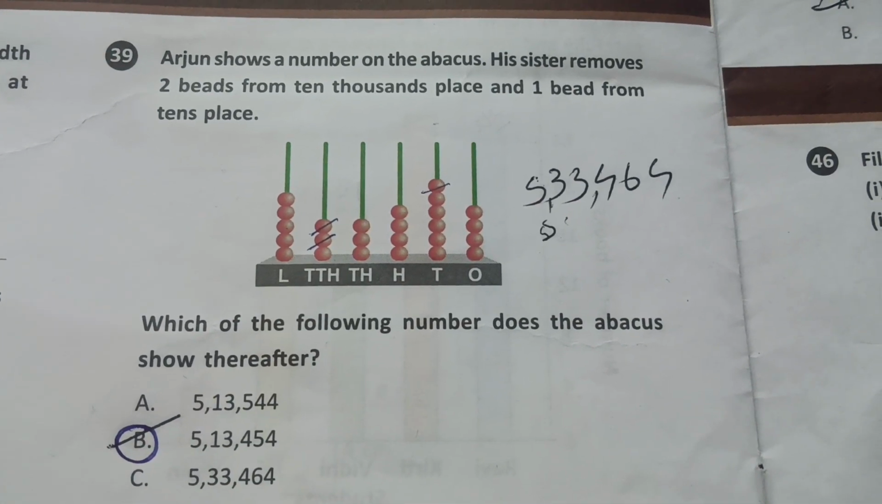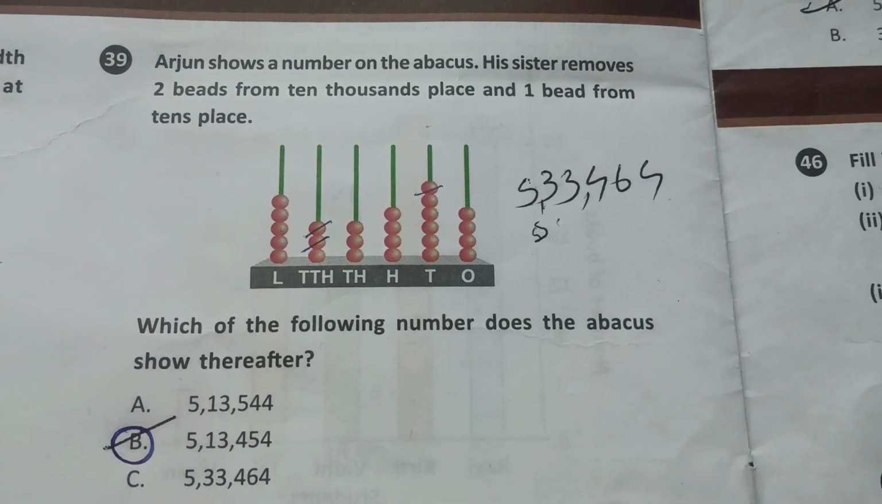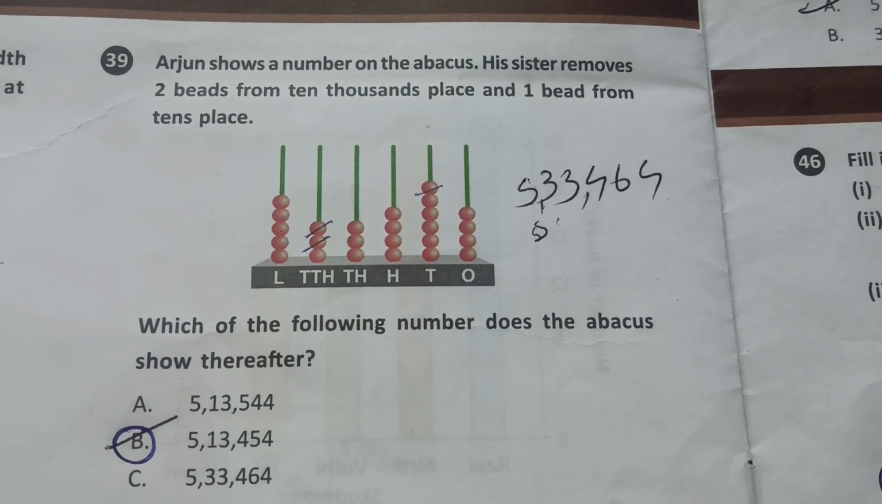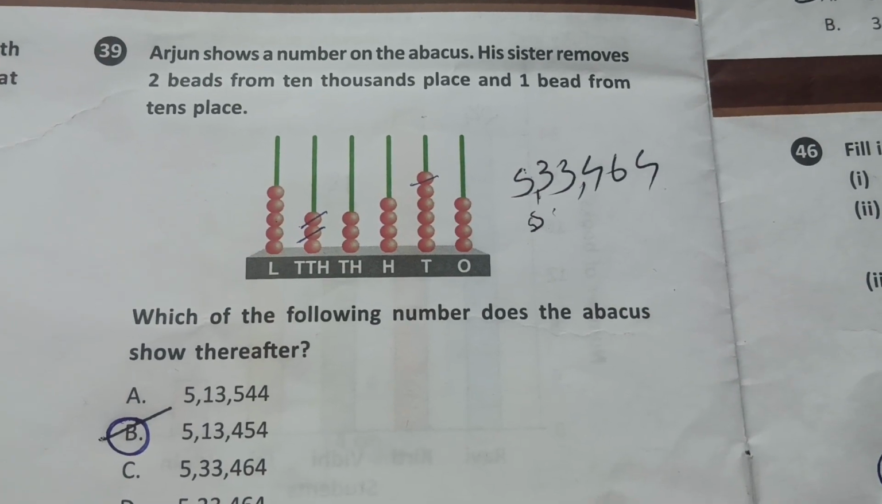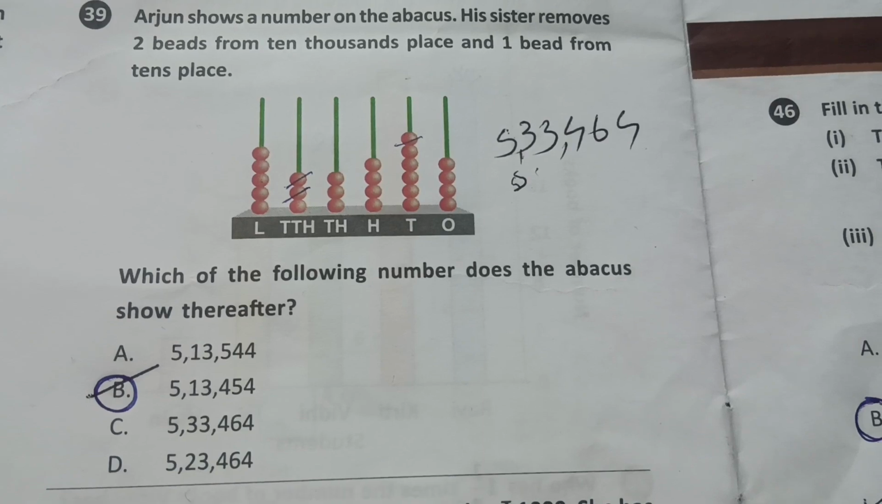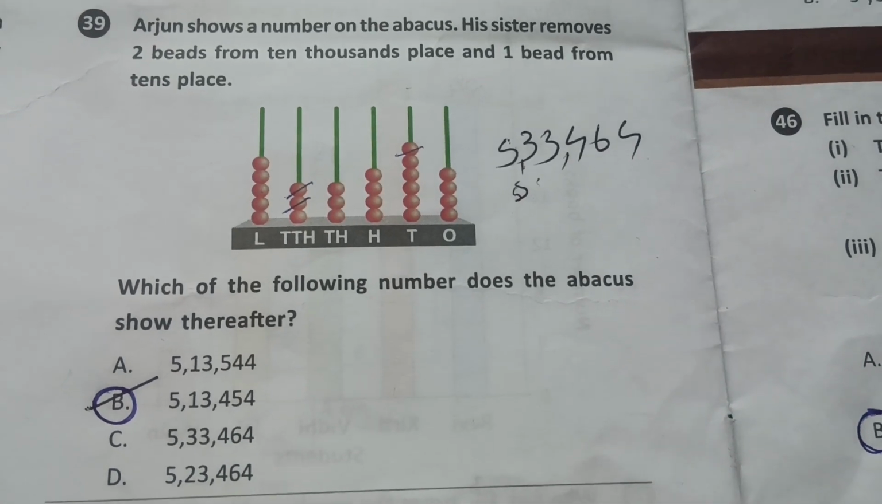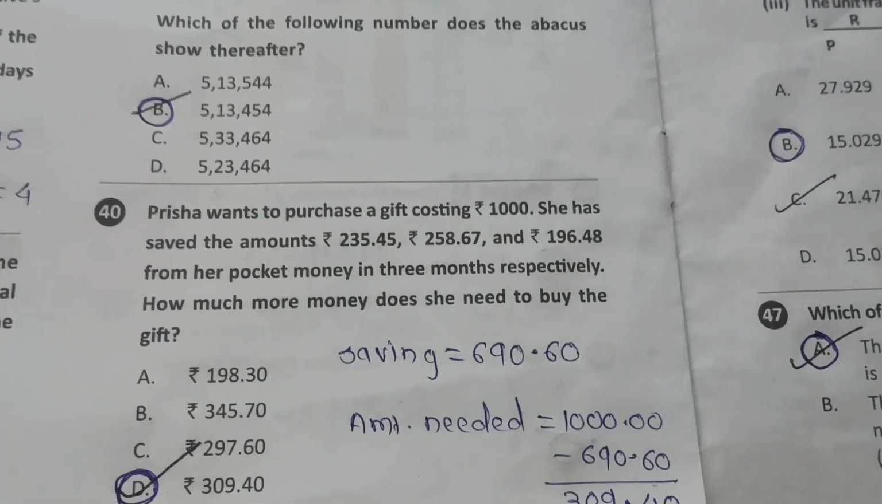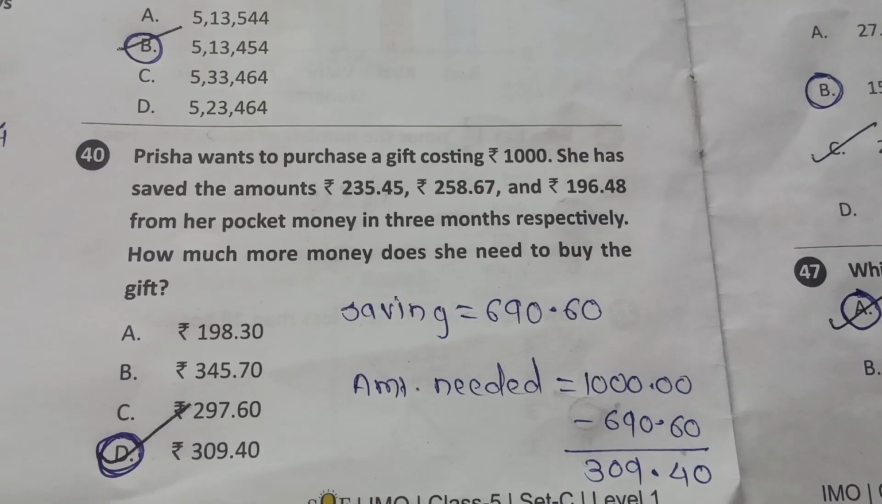Arjun shows a number on the abacus. His sister removes 2 beads from 10,000 place and 1 bead from 10th place. Which of the following numbers does the abacus show thereafter? It's option B. 5,13,454. Prisha wants to purchase a gift costing rupees 1000.